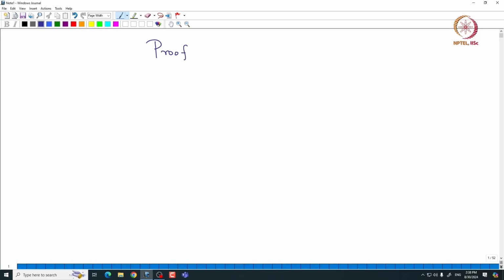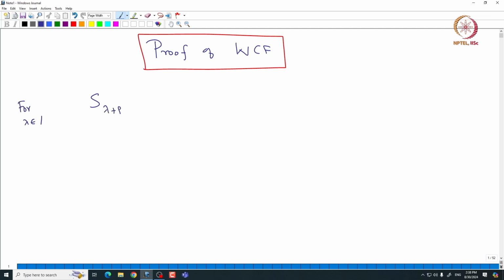Welcome back everyone. In this lecture we will see a proof of the Weyl character formula. So let us state the statement. Recall we have the following notation. For lambda dominant, we define S lambda plus rho to be the Weyl sum, sign of sigma, e power sigma of lambda plus rho, where sigma varies over the Weyl group. Recall the Weyl group is nothing but S n plus 1.